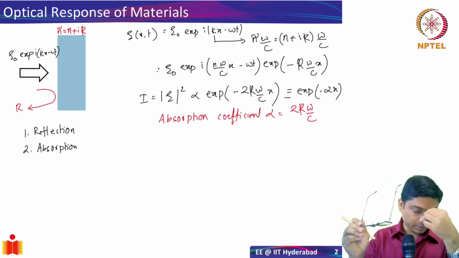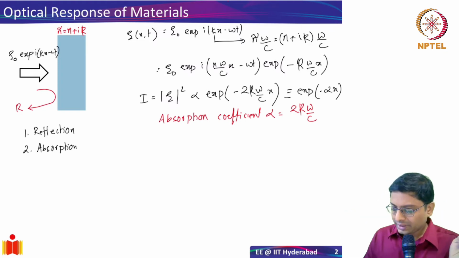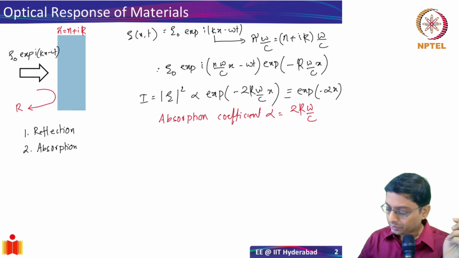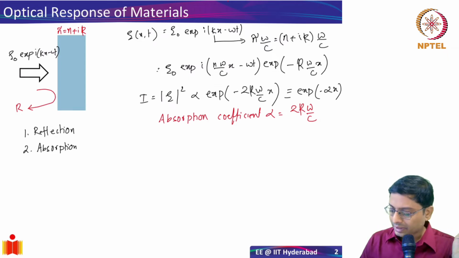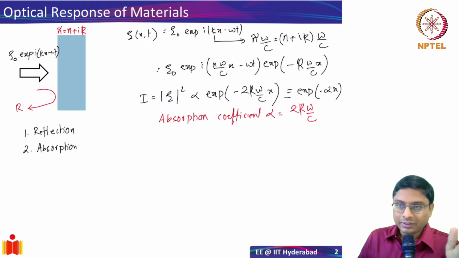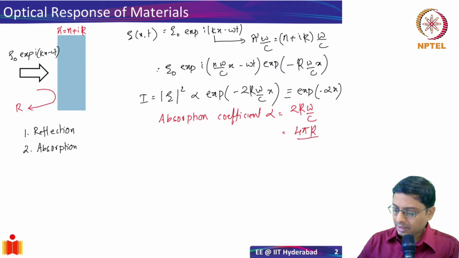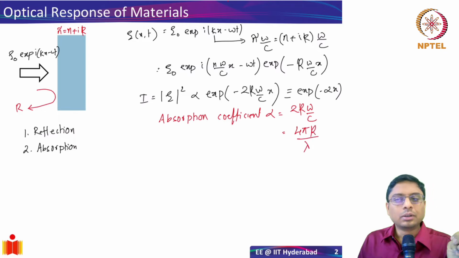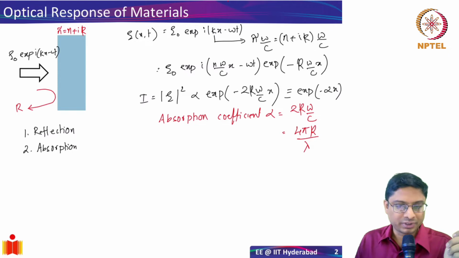There's a more widely used form, where you substitute for omega. Omega is 2 pi times the frequency, and the frequency is c by lambda. So the more widely used form is obtained by substituting omega equal to 2 pi nu, which gives alpha equal to 4 pi kappa by lambda. This is a more widely used form of the absorption coefficient.